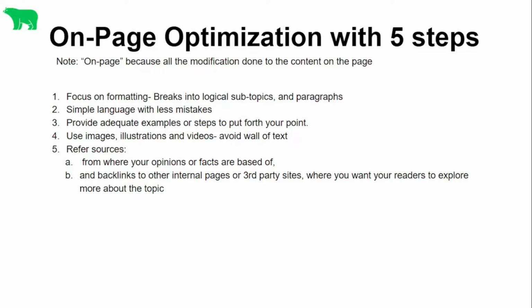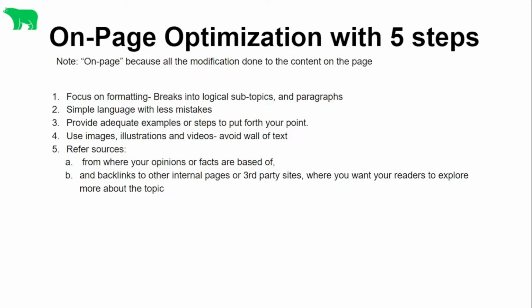The fourth point is to use images and illustrations. Apart from text, if you use images, it improves user engagement, and they can consume your content quite easily. We have mentioned in our earlier chapters that 80% of readers will never read the whole content. Only 20% of them will read the whole content. 80% of them will only scan the content. In that case, your headings and images are quite important to give them a notion about the idea that you want to portray. The fifth one is to refer to sources.